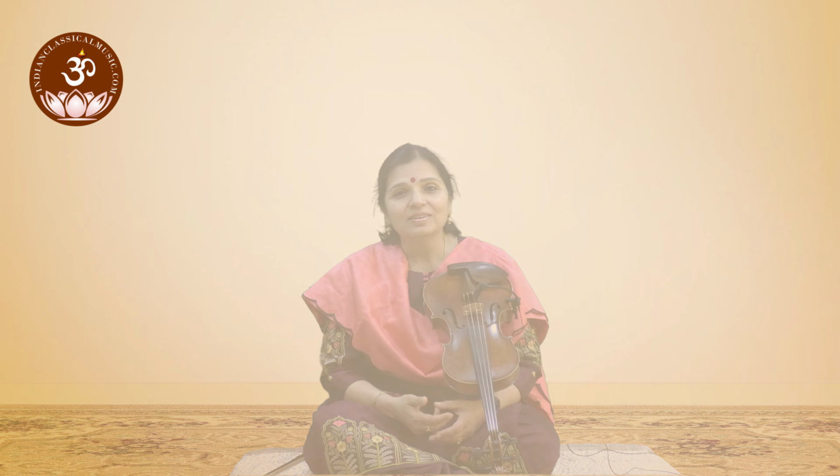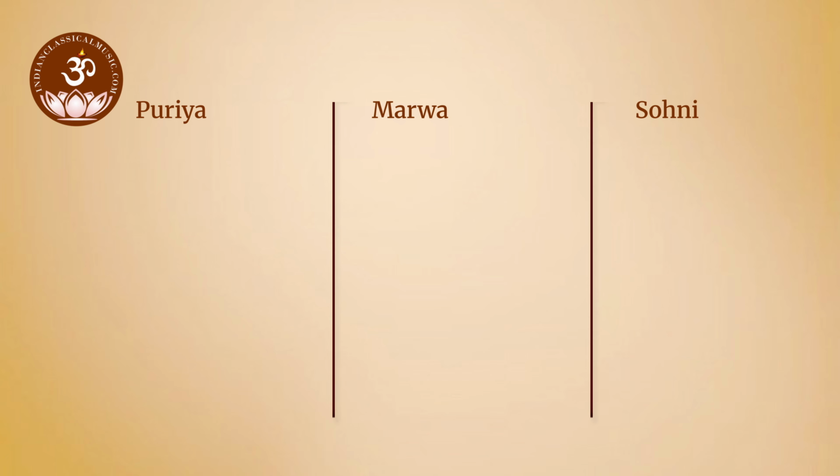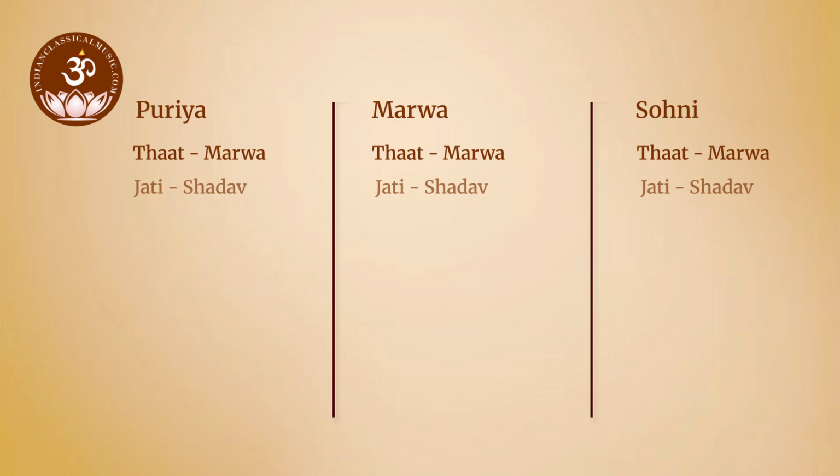Just like triplets, their features may be similar, but their nature is extremely different. Puriya, Marwa and Sohni are all from the Marwa Thaat. They have the same notes in Aroh and Avroh. All are of Shadav Jati and Pa is excluded, or Varjit. The major difference is in their Vadi and Samvadi and their personalities.